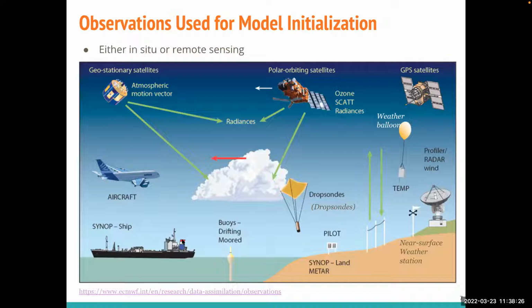So there are different types of data. It's not perfect, okay, because we don't have data everywhere and at every time step we want. So they are all irregular. You can see that some of them are in situ. In situ means in that location. For example, the weather balloon, you're measuring the temperature at that location. That's in situ measurement.